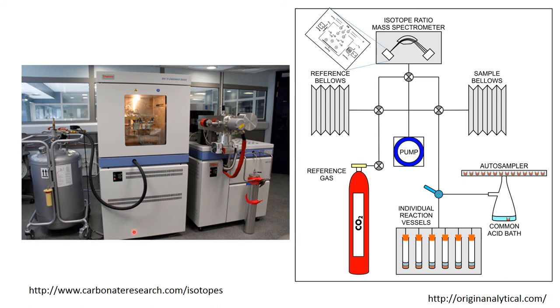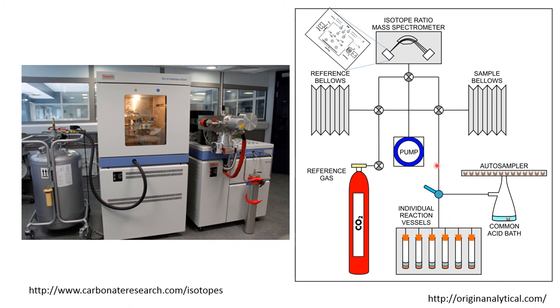This is the sample preparation system. So this, we put samples into individual vials. We add a little bit of acid into those vials and we then extract the CO2 into this volume here. The reason why we have this big cylinder of liquid nitrogen over here is that when you react carbonate with acid, you also produce water. We want to remove that water. We don't want to measure that water. So we basically freeze out the water using liquid nitrogen.